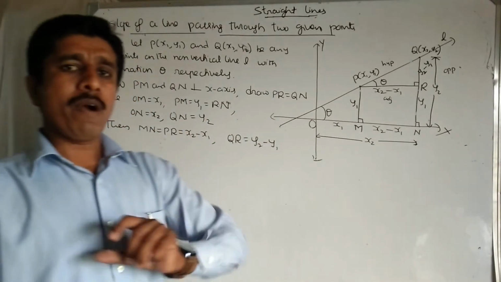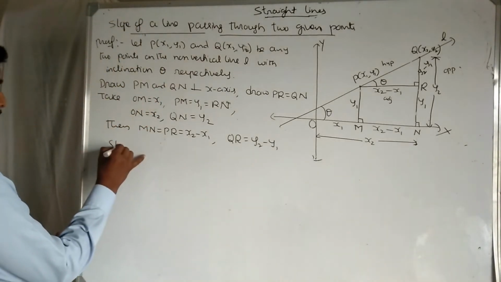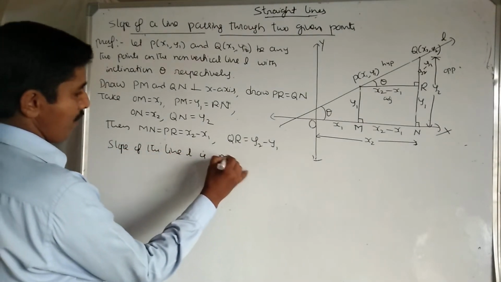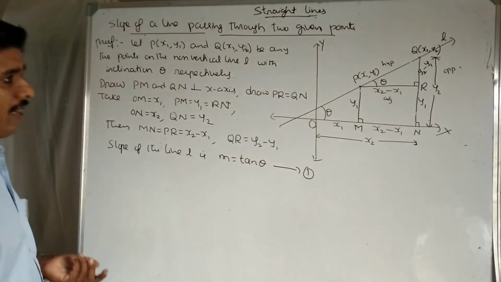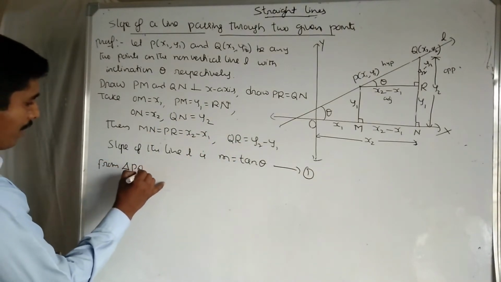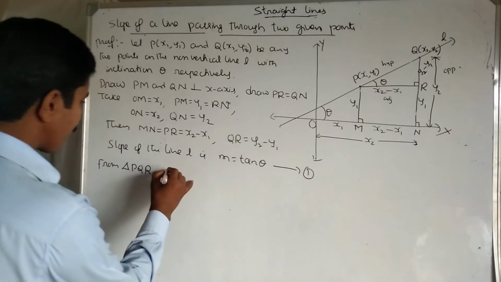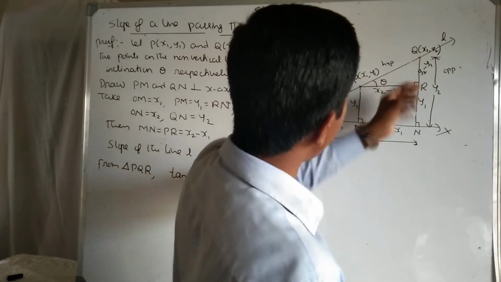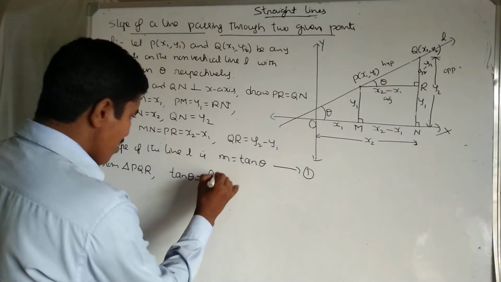Next, we know the slope of the line. What is the slope of the line? Tan theta is called the slope of the line. We know that. Slope of the line L is given by m equal to tan theta, called equation 1. Now from triangle PQR, what about tan theta? Tan theta equals opposite by adjacent, opposite is QR divided by adjacent is PR.